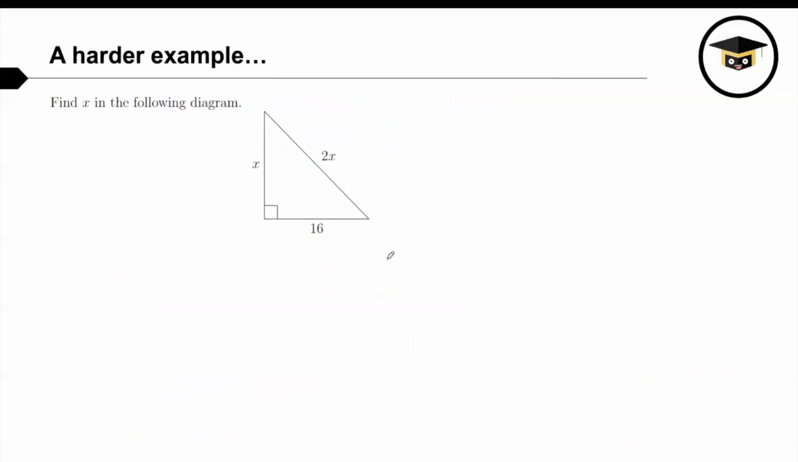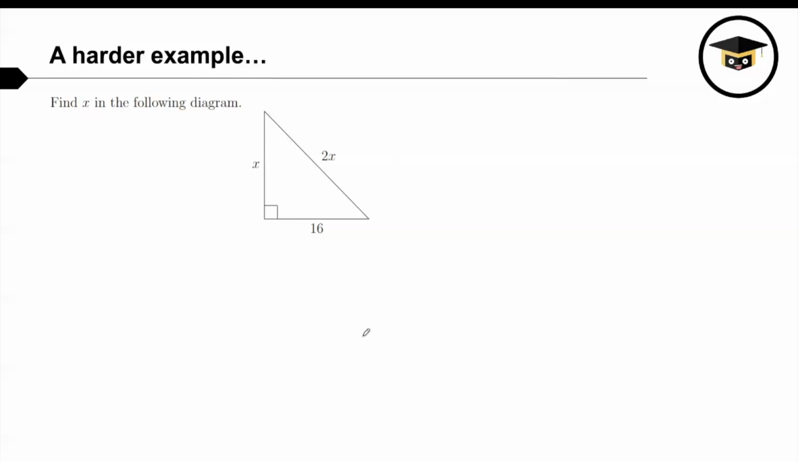Okay, so this is a harder example. So maybe try and just pause the video and have a go. And then once you're ready, unpause it and we can go through the solution. So here we have two unknowns and we have to find X in the following diagram. Now, as always, I would always start off by just writing the Pythagorean statement.